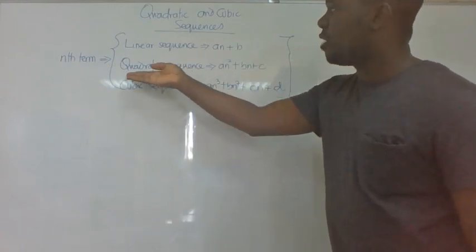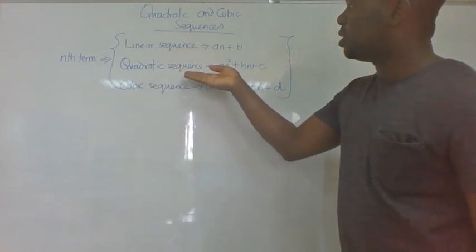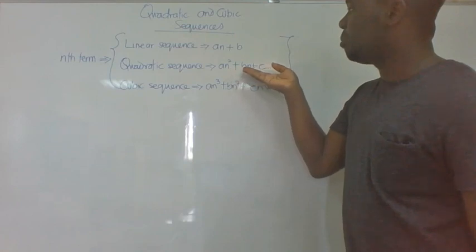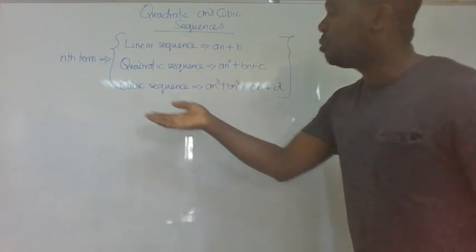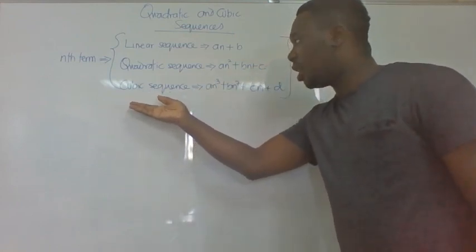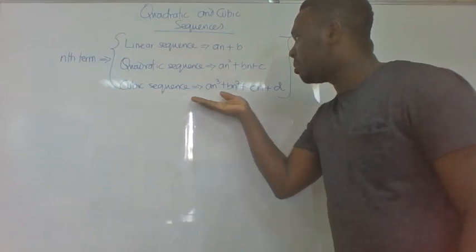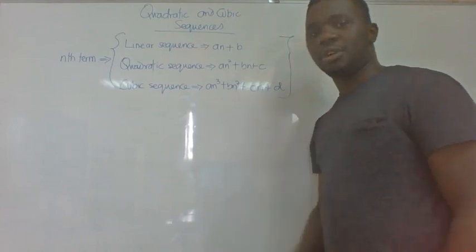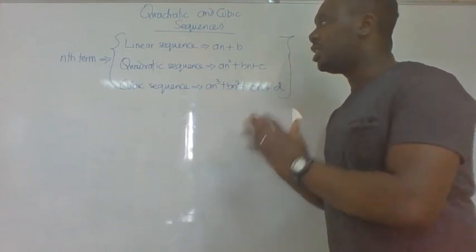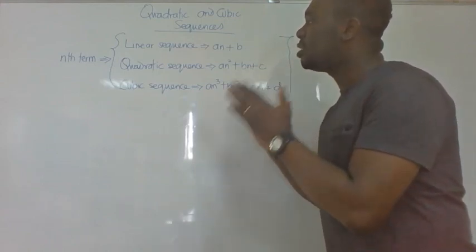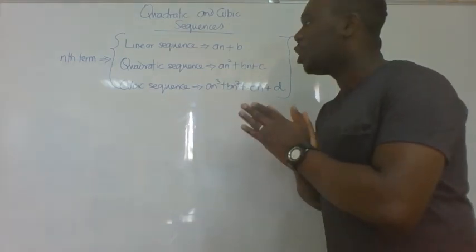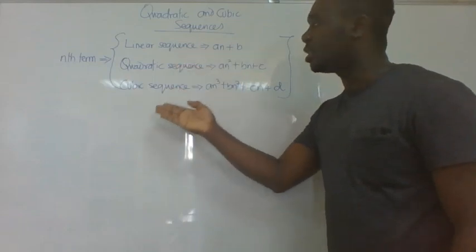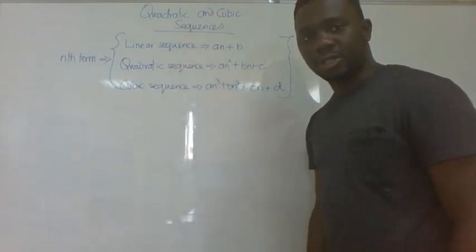Now we have quadratic sequences with their nth term looking like this: an squared plus bn plus c. And we also have cubic sequences with their nth term being an cubed plus bn squared plus cn plus d. As we can see, these are the general representations of each sequence: linear, quadratic, and cubic.